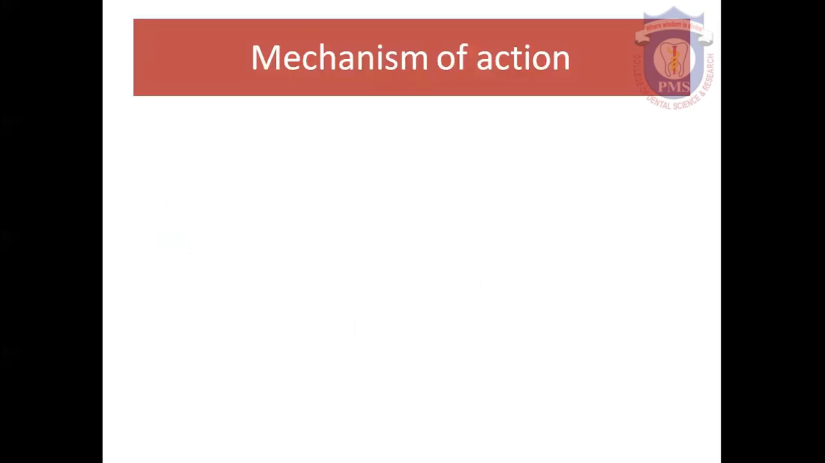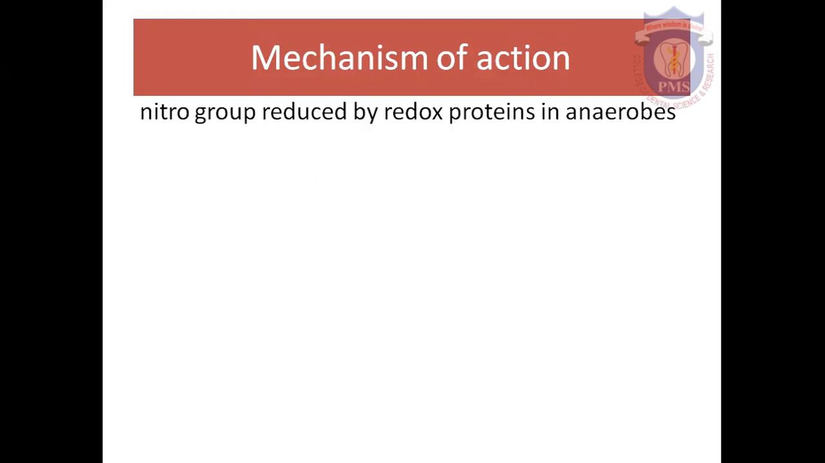Coming to the mechanism of action of metronidazole. We told that it is a nitroimidazole. So it has a nitro group which is reduced by redox proteins present in the anaerobes. This is important because only the anaerobic organisms have these redox proteins which help in the reduction of the nitro group in metronidazole, causing the activation. That is why this drug is specifically useful against anaerobes.